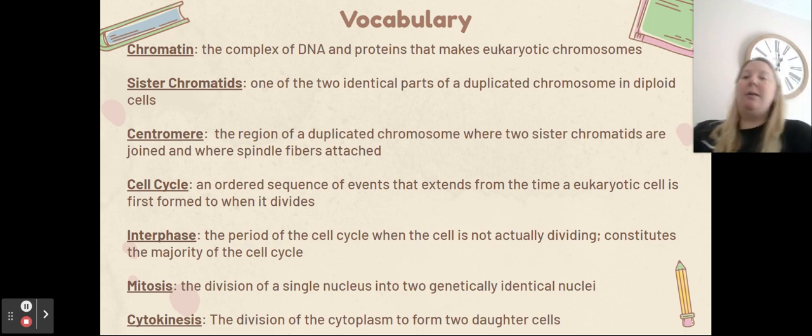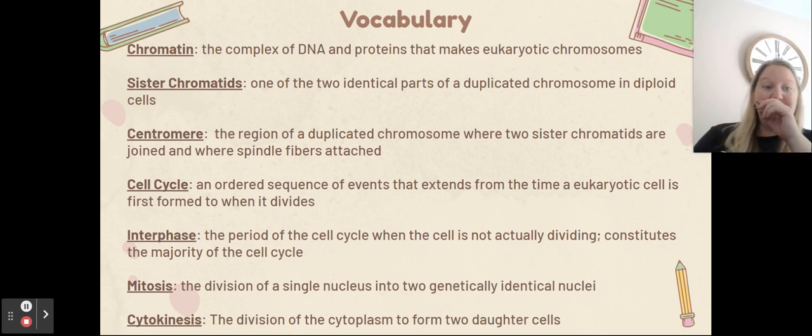So we do have some vocab. As always, we start with our vocab so we understand what we are talking about. Our first vocab word is chromatin. This is a complex of DNA and proteins that makes eukaryotic chromosomes. The chromosomes inside of every nucleus in our body are not just DNA. They are proteins along with DNA that work together to help create that chromosome.